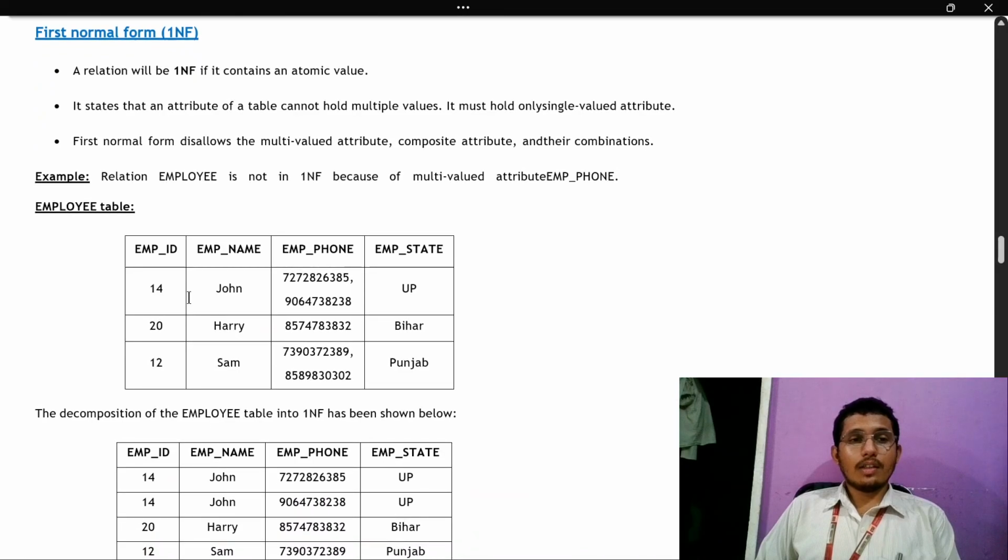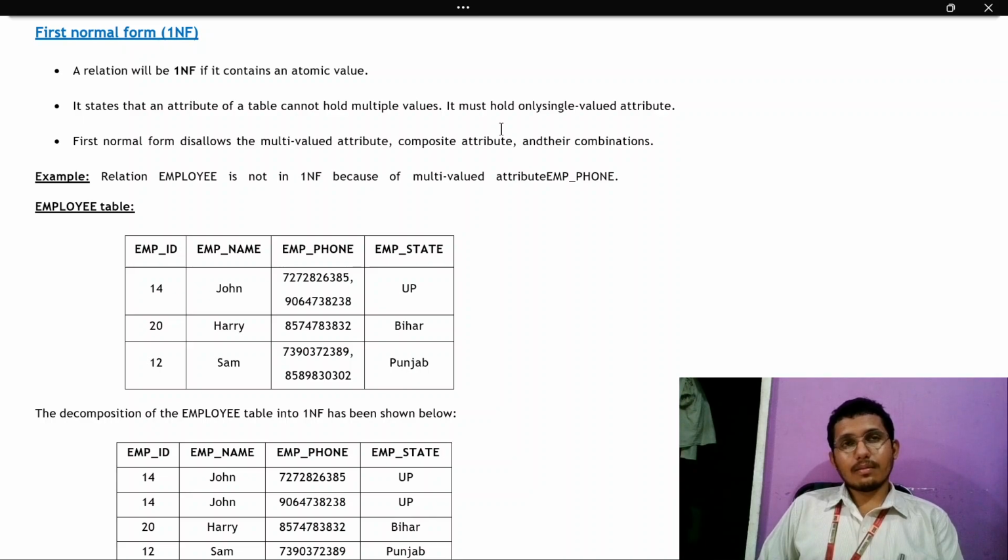As I have said, a relation will be in 1NF if it contains atomic values. It states that an attribute of a table cannot hold multiple values. It must hold only single-valued attributes. If it holds multiple values, it will cause redundancy and hence no consistency. First normal form dissolves multi-valued attributes, composites, and their combinations.